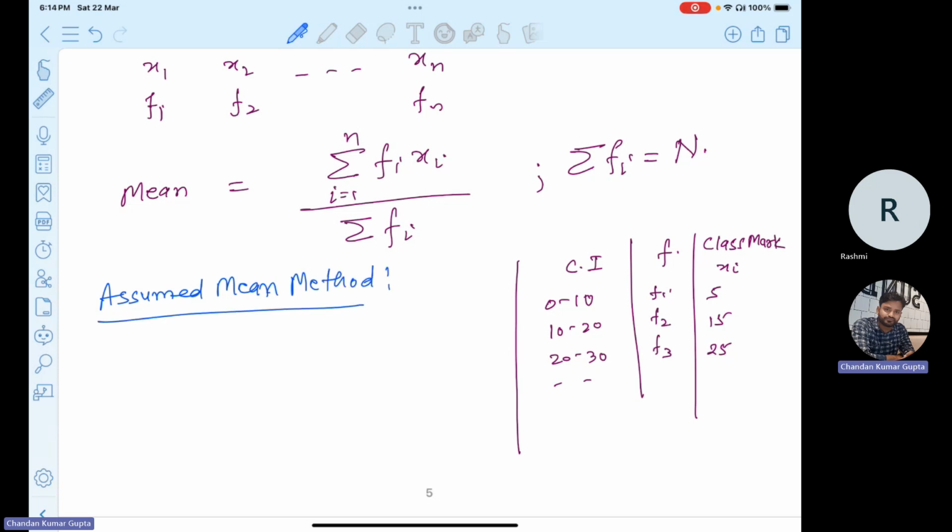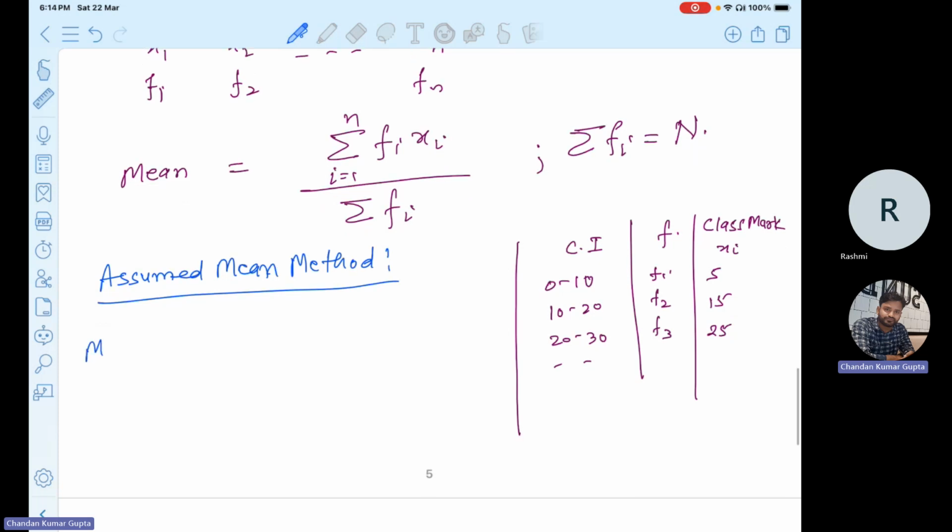These are nothing but the same formula, just a transformed version, that we will use when we are going to deal with larger or bigger data. So in the assumed mean method, we assume one mean value. Suppose we assume this is a, so the value of a is 15.